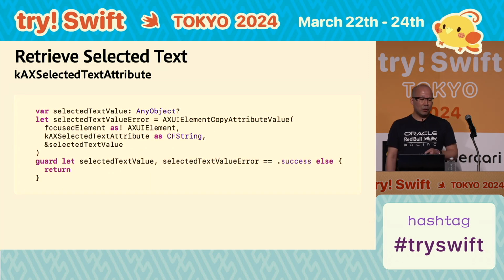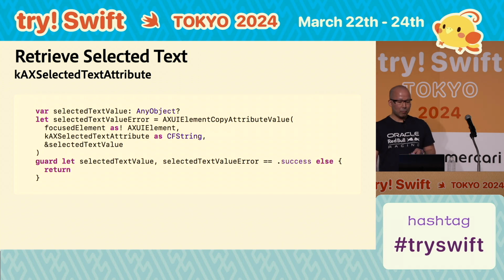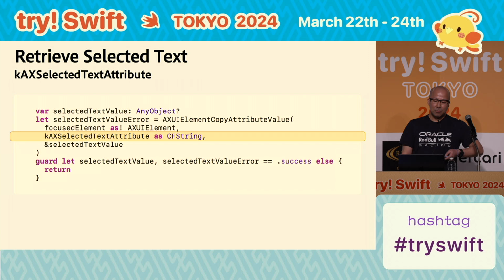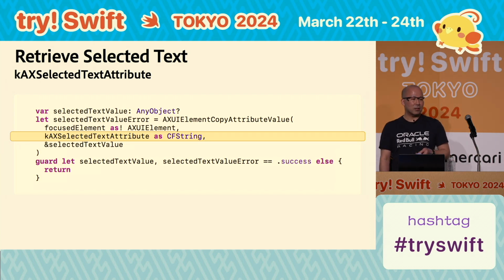Let's look at a real-world example. To retrieve the selected text, pass the kAXSelectedTextAttribute constant as the key.